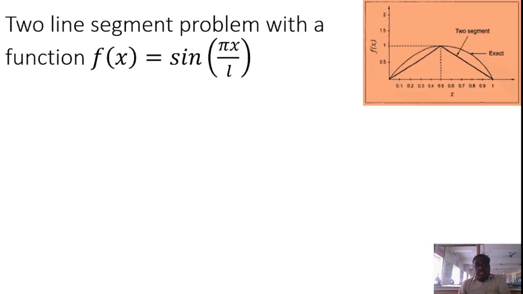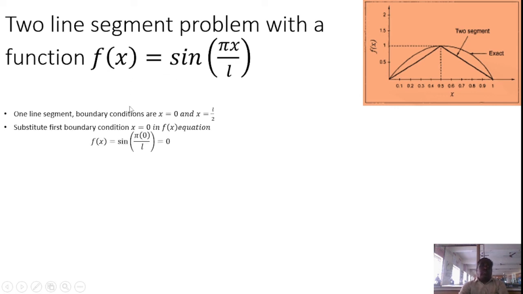Here you see the problem with two line segments. I consider the same function, f of x is equal to sin of pi x by L. Now I can solve this with the two boundary conditions. The first line segment starts from 0 and ends at L by 2, and the second line starts from L by 2 and ends at L. So the first conditions, x equal to 0 and x equal to L by 2, are the boundary conditions of the first line segment.